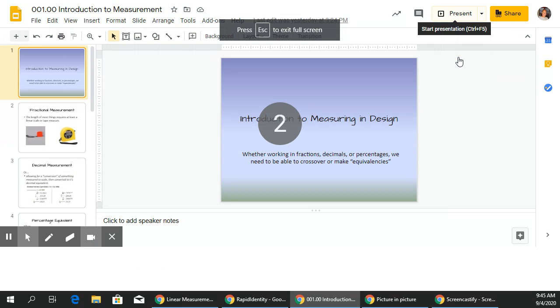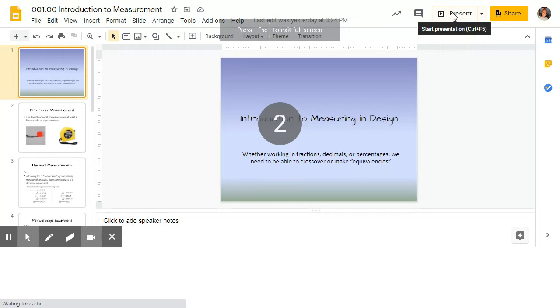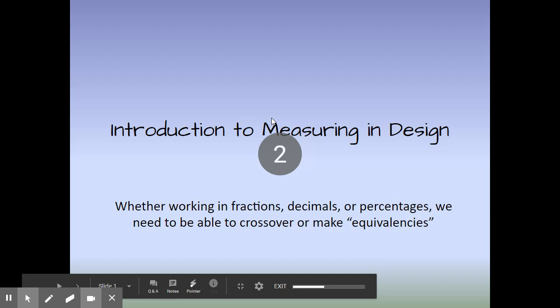I'm going to go into present mode here with any luck and begin. What you're going to take note of here in a moment is our introduction to linear measurement, which segues from here into scale and into actual drawing mode.